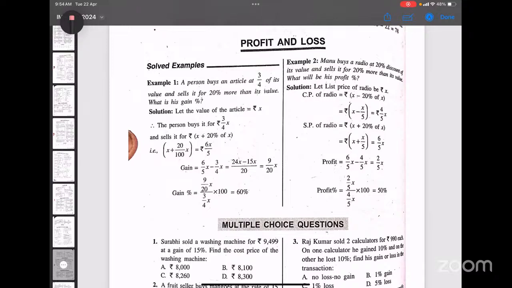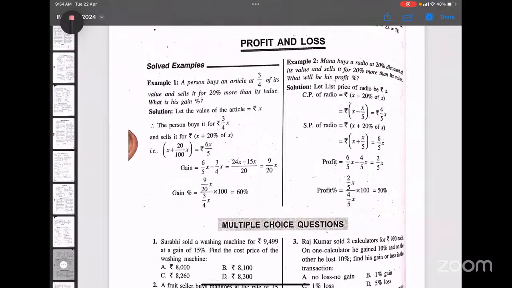The concept of percentage will be the same. If you want to find out something in percentage, the core concept is that something has to be in the numerator, the overall quantity will be in the denominator, and multiply by 100. Are you getting it or any doubt?